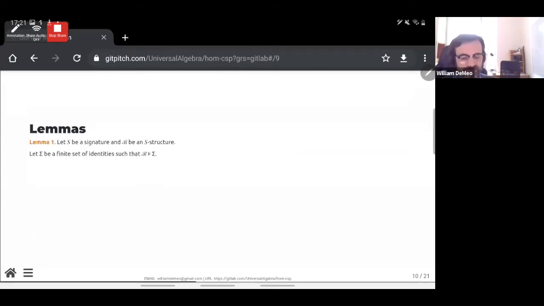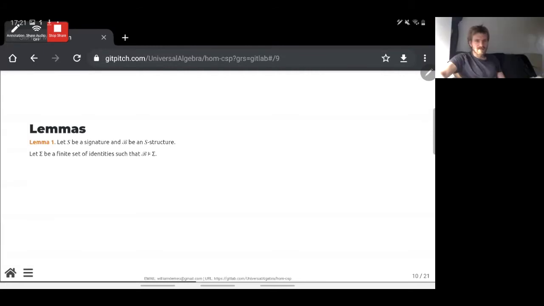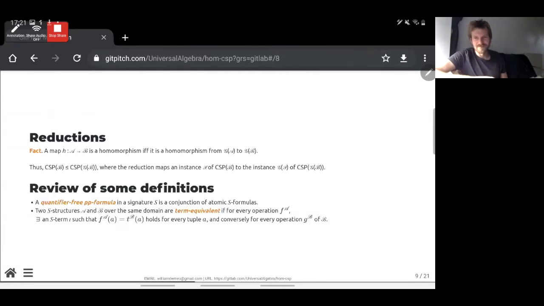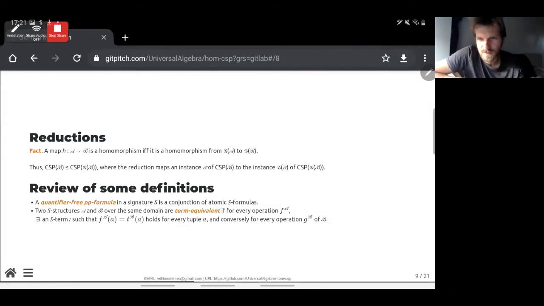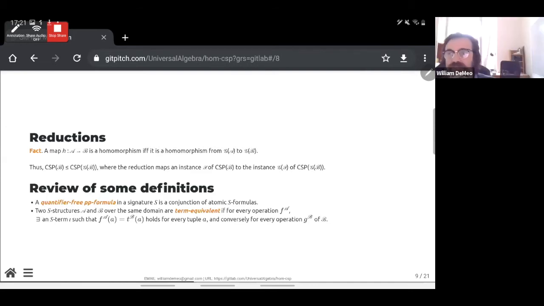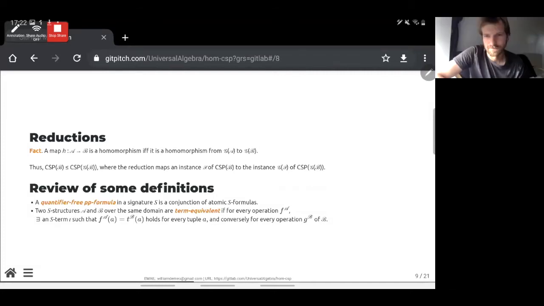So the first lemma is that. Can I disturb you for a second? Yes, sure. The term equivalence of these structures does not say anything about the relations. You just compare the algebras, right? Yes, it's basically just about the operations. Okay, thanks.